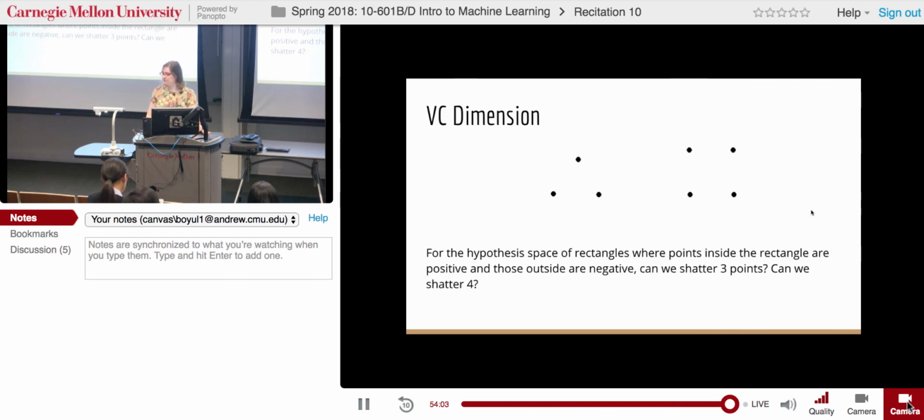And C requires the agent to know the reward for every action. Who thinks that's true? A couple people. Who thinks that's false? Yeah, so that's false. The agent will get the reward from the environment each time it takes an action, and then can update its Q values.